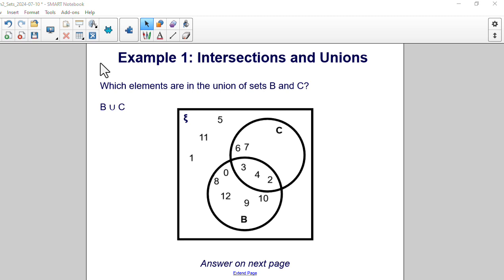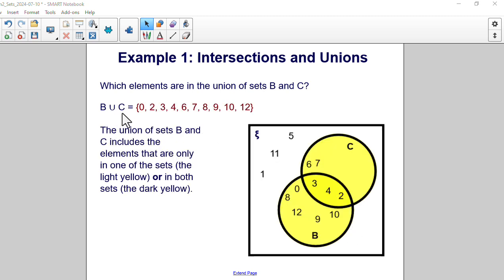Example number 1, intersections and unions. Which elements are in the union of sets B and C, denoted by this symbol here, B union C? B union C are the numbers 0, 2, 3, 4, 6, 7, 8, 9, 10, and 12. The union of sets B and C includes the elements that are only in one of the sets, the light yellow, or in both sets, the dark yellow.